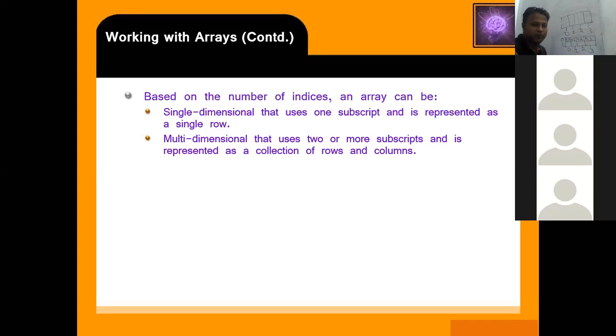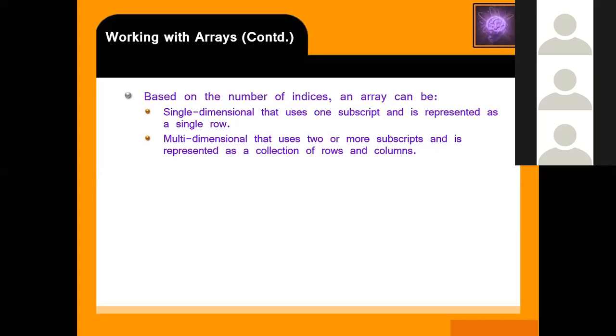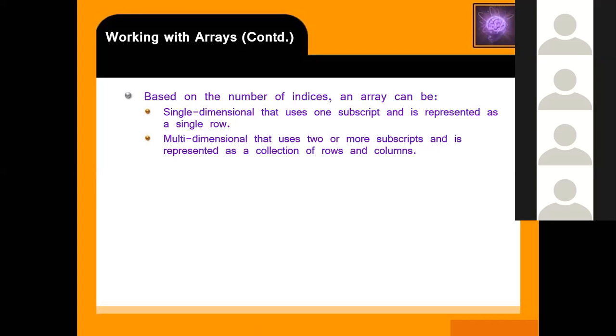Second position is called 1, 0, 1, 1, 1, 2, 1, 3. Any doubt? No, sir. So these are the ways of defining a single dimension array and a multi-dimension array.